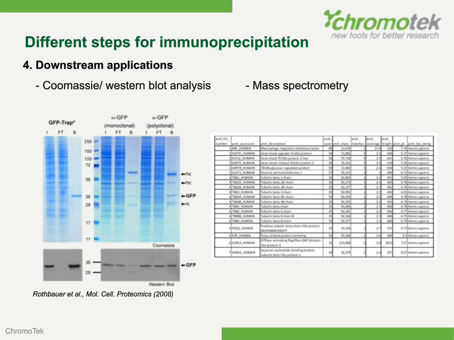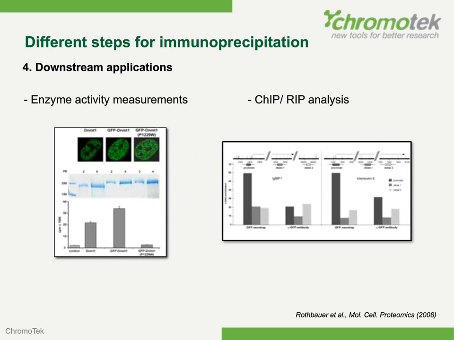Especially the harsh washing conditions can also be a big advantage if you want to do mass spectrometry. But you can also use your beads or your enzyme in enzyme activity measurements, and you can do ChIP and RIP analysis after pulling down your GFP-fusion protein using the GFP-trap.